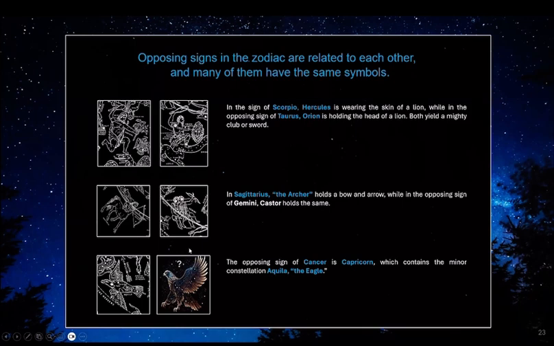And then if Cancer is an eagle, do we have an eagle on the opposite side? We sure do. In Capricorn, you have Aquila, the eagle. So there's another possible connection.